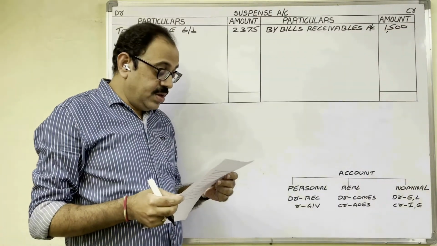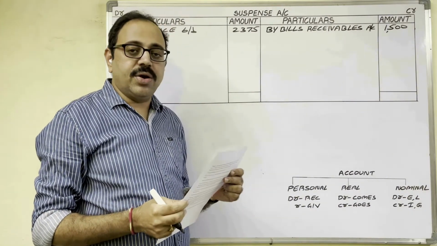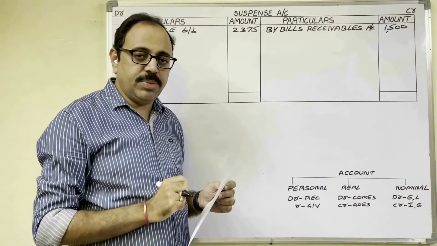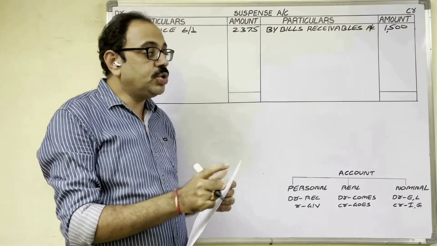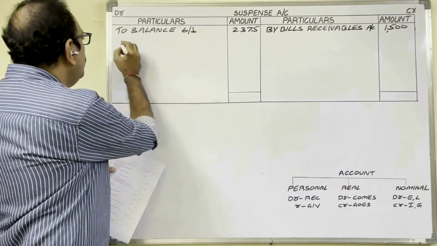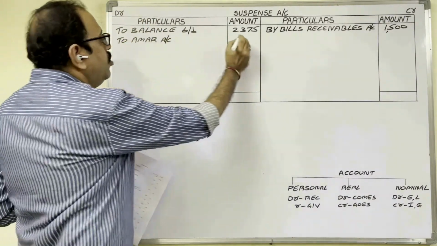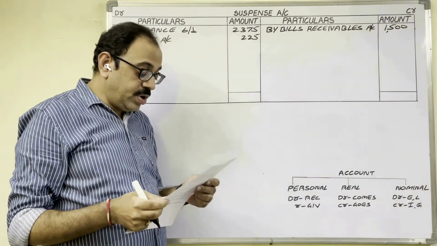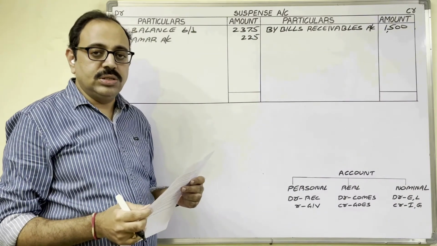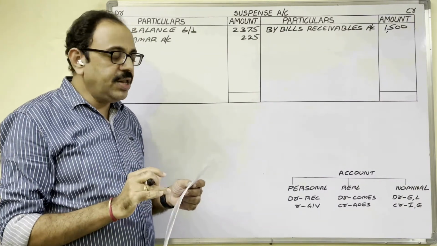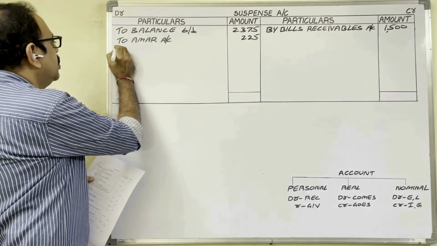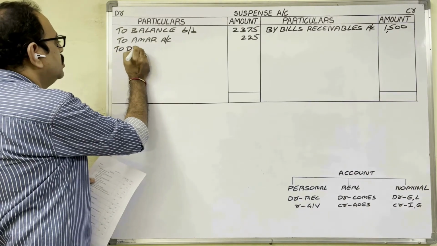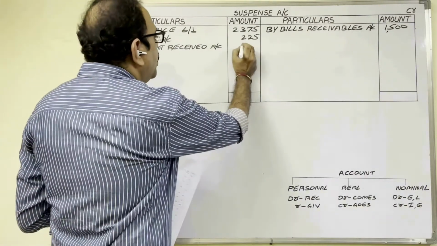Second entry, suspense account debit to Amar account. Here suspense account is debited. Therefore, this entry we should post on debit side. To Amar account, amount 225 rupees. Third, suspense account debit to discount received account. Here suspense account is debited, therefore debit side we should post. To discount received account, amount 150 rupees.